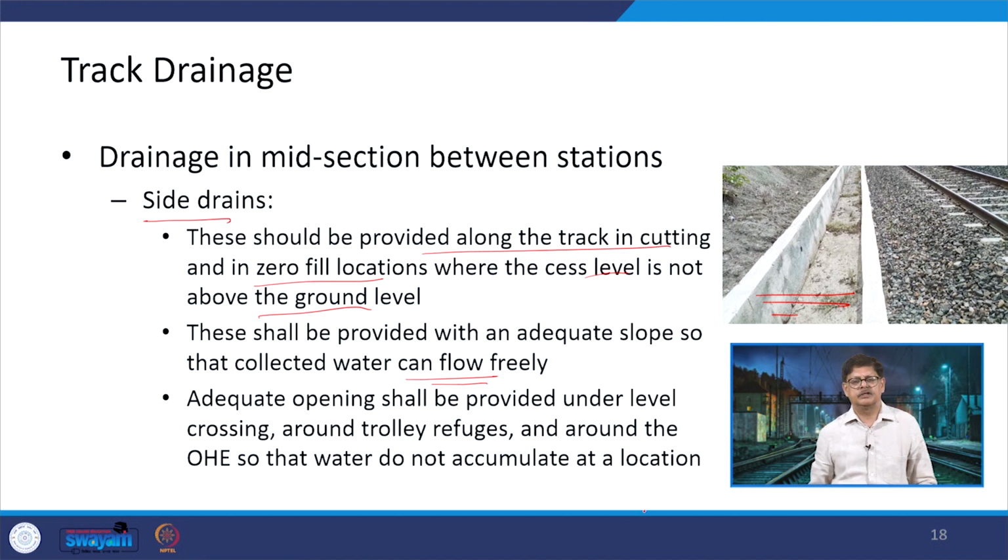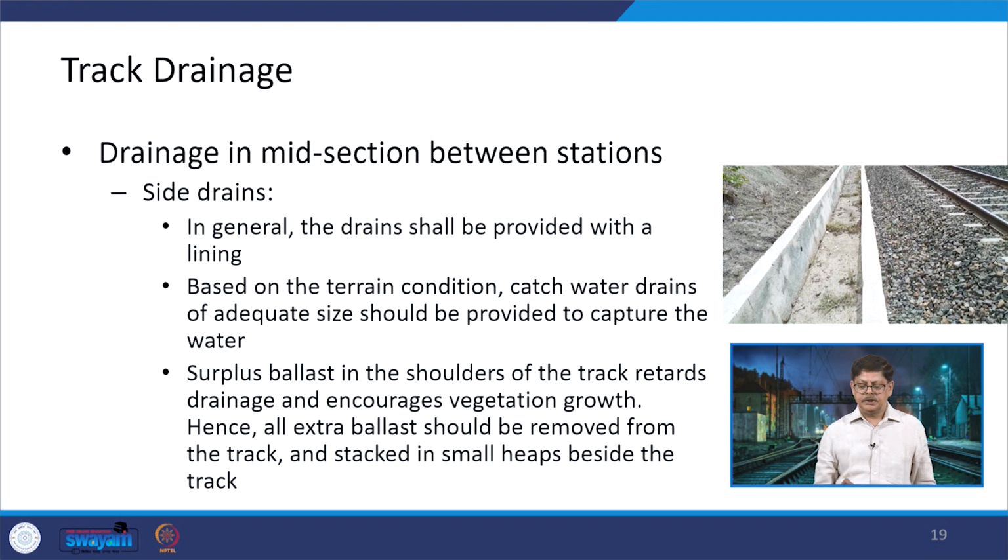Just as I was talking in the previous slide about this. Then adequate opening shall be provided under the level crossings or the locations where the trolley refuges are there, or around the OHE, the overhead electrification systems, so that the water does not accumulate at that location and create a problem. In general, they should be provided with a lining. So, as you can see here, the lining is provided. A concrete structure is being created in the form of a U shape here.